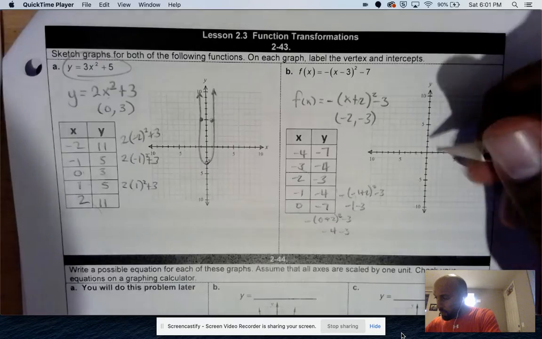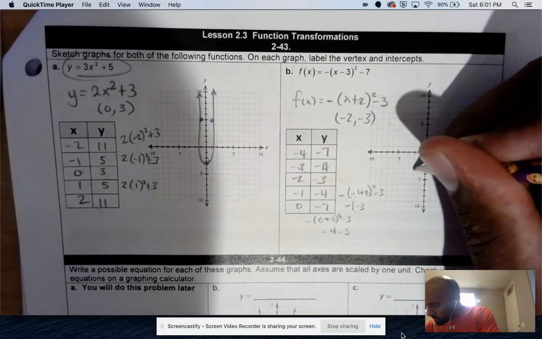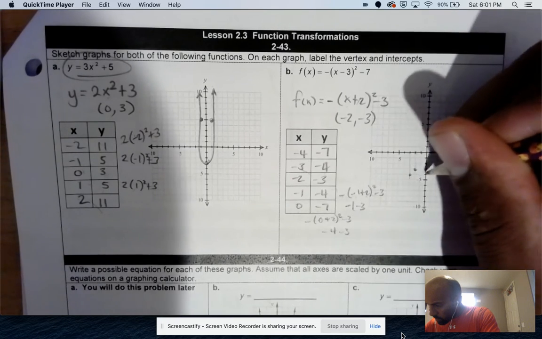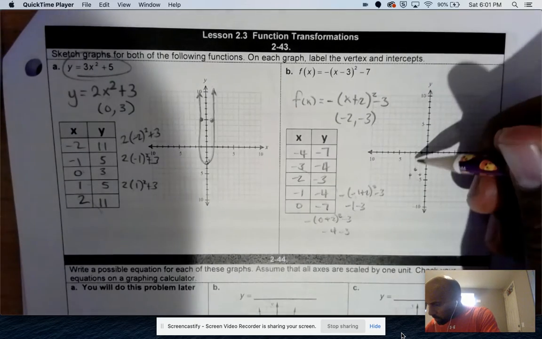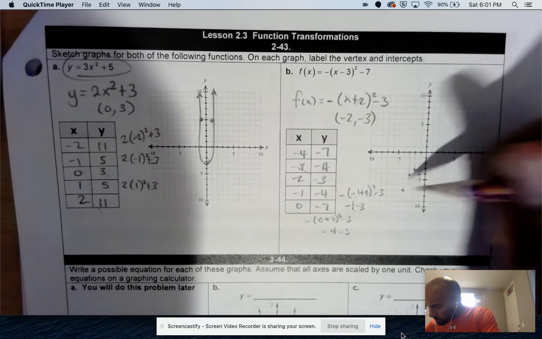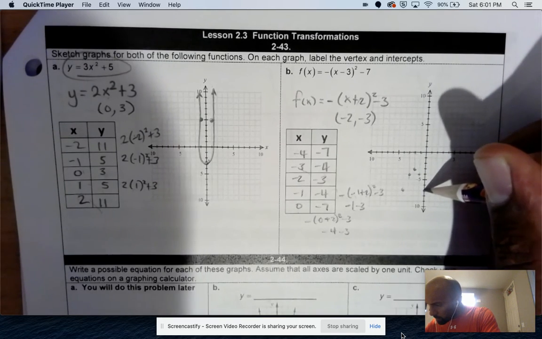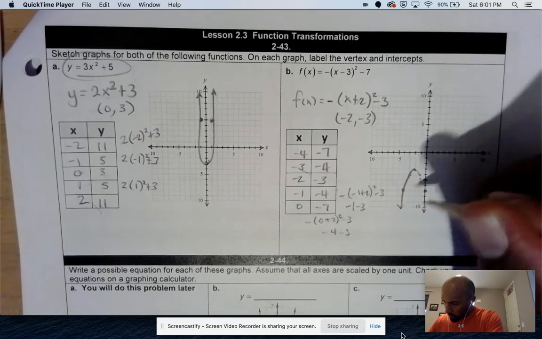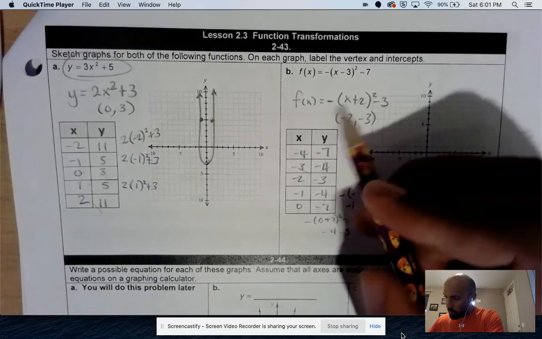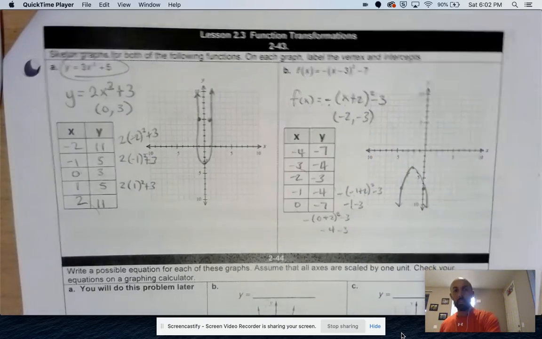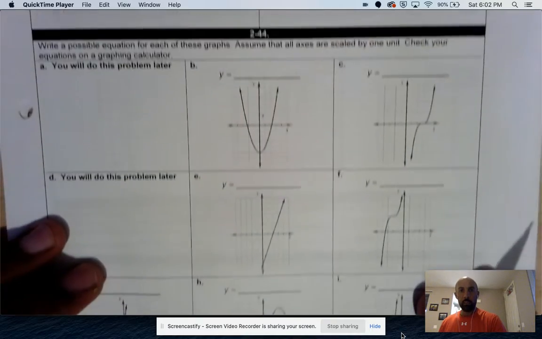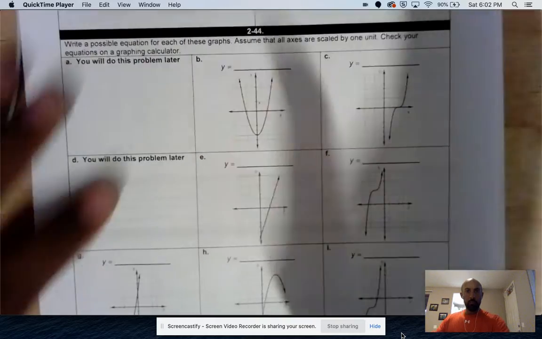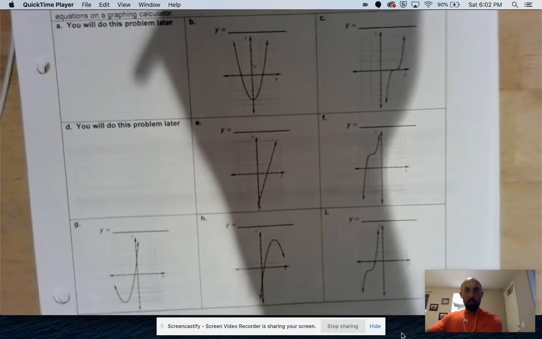Okay, so let's go ahead and plot that. So -2, -3, -3, -4. There's those 2 points, and then -4, -7, and 0, -7, the y-intercept. I notice this one's pointing down, right? Well, what's the giveaway for why it's pointing down? Well, it's because we have a negative in front of the function, so that makes it reflect down the other way. Okay, so now if we're looking at these problems here, we kind of zoom out just a little bit so we can see them all.